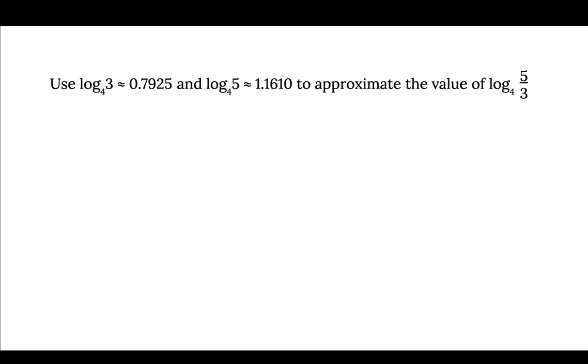Let's try another example. This time in my directions I have two different logs that I'm supposed to assume have a decimal value. So here we have log base 4 of 3 is 0.7925, the same as our previous example.